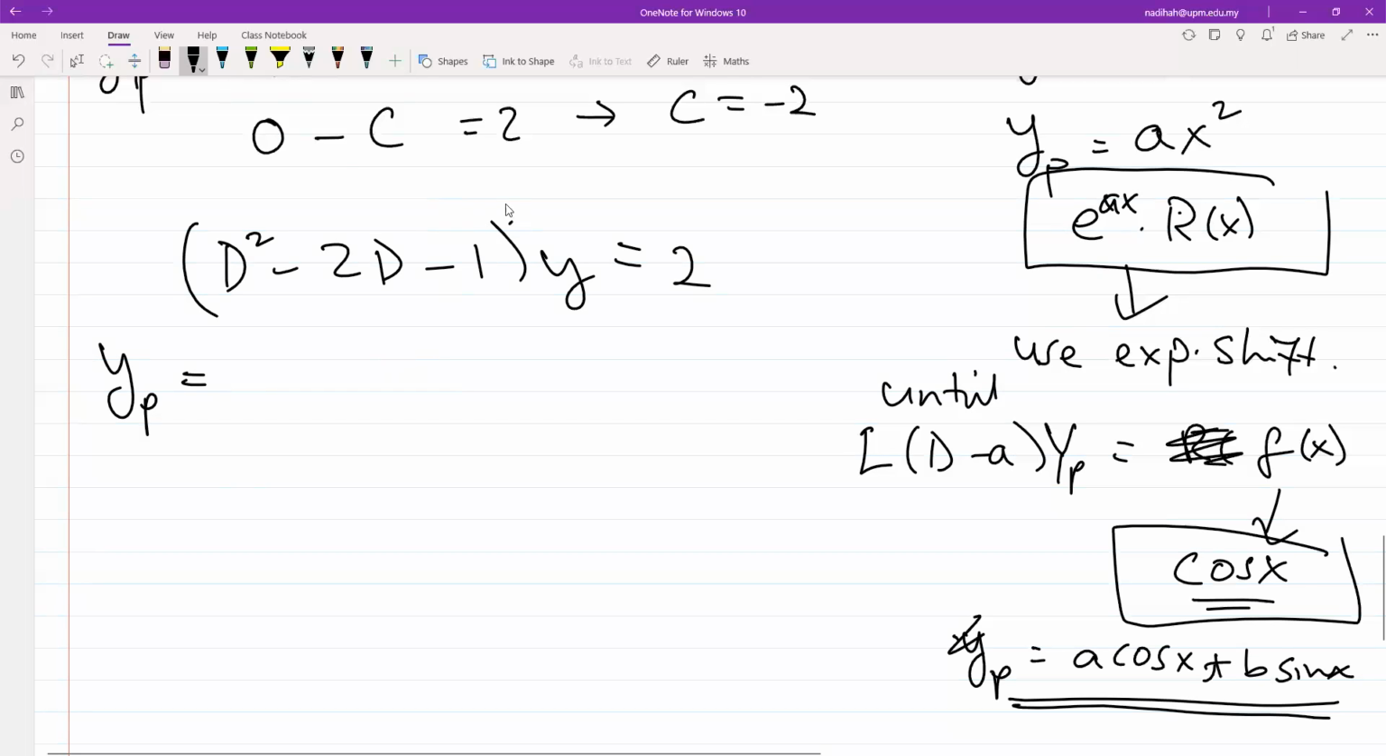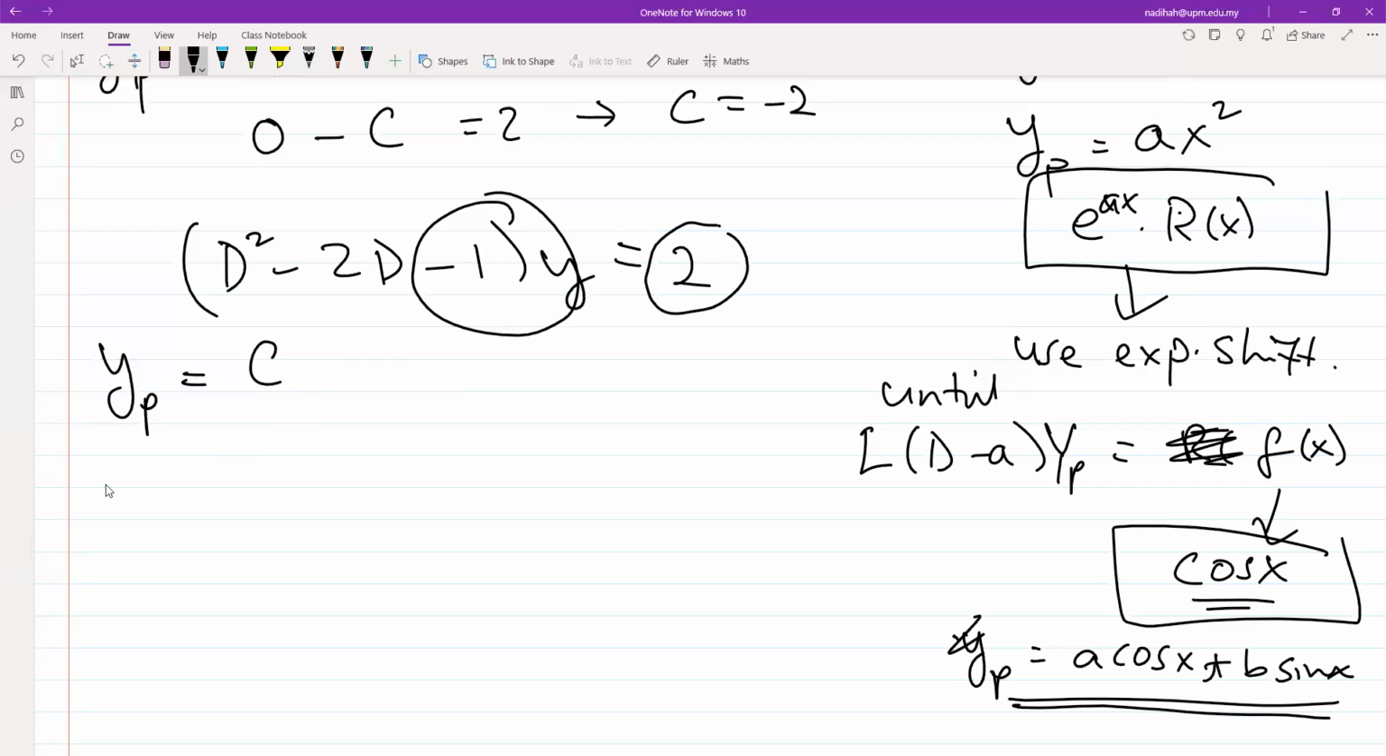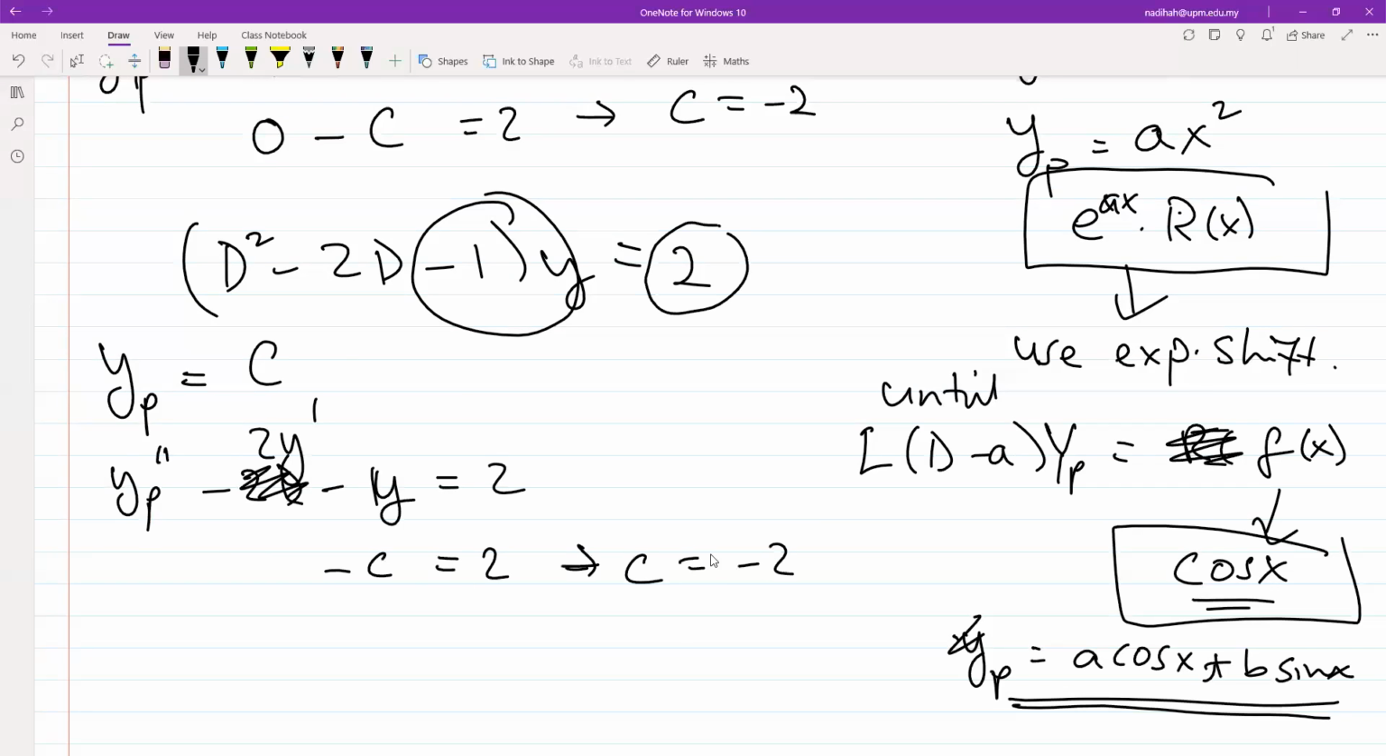Tengok kat sini. So maksudnya YP without derivative, dia last part is constant. So saya kata mungkin dia punya ni adalah C. So kalau saya masukkan balik, YP double prime minus 2D minus 2D pula, minus 2Y prime minus 1 minus Y equals to 2. So dalam kes ni, Y adalah minus C, C is 2. So therefore C is minus 2.